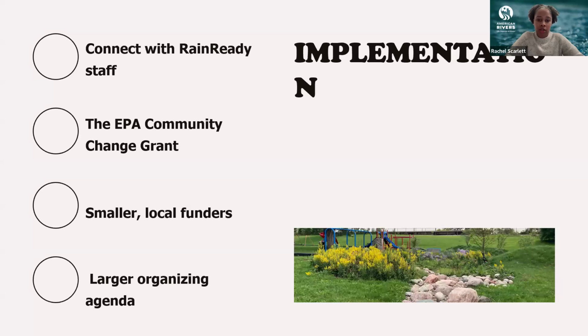We are seeking out larger grants like the EPA Community Change Grant and seeking out smaller local funders for some of the smaller scale projects. And lastly, we're building a larger organizing agenda where we're thinking about the Civic Innovation Hub across a broader region across the Calumet.